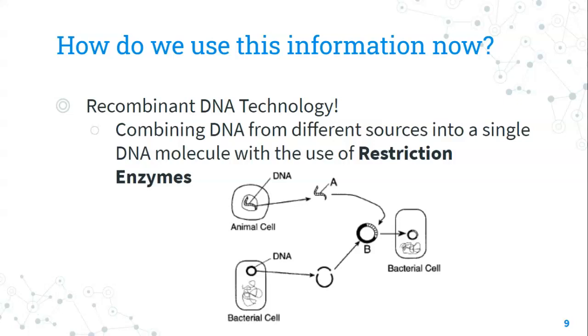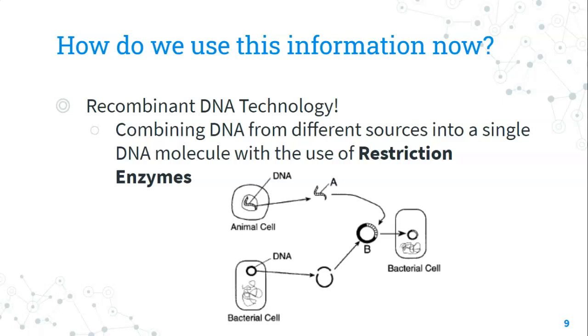So one of the big ways that we use this information is in the form of what's called recombinant DNA technology. So recombinant DNA, this is like our big focus point of this lecture. So recombinant DNA is combining DNA from different sources into a singular DNA molecule. And we do this with the use of restriction enzymes.